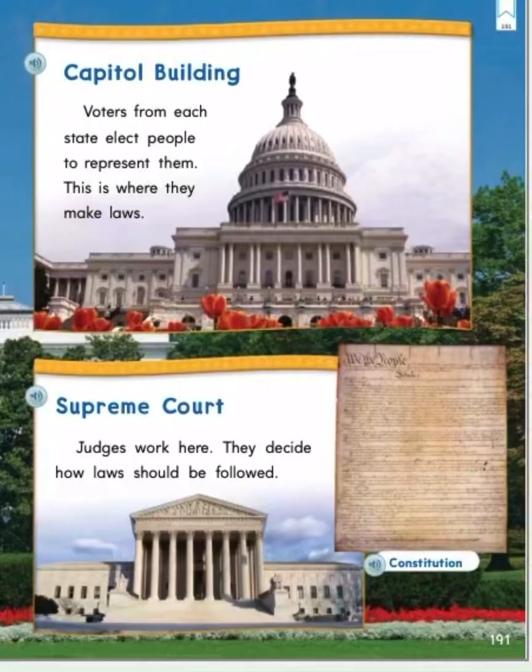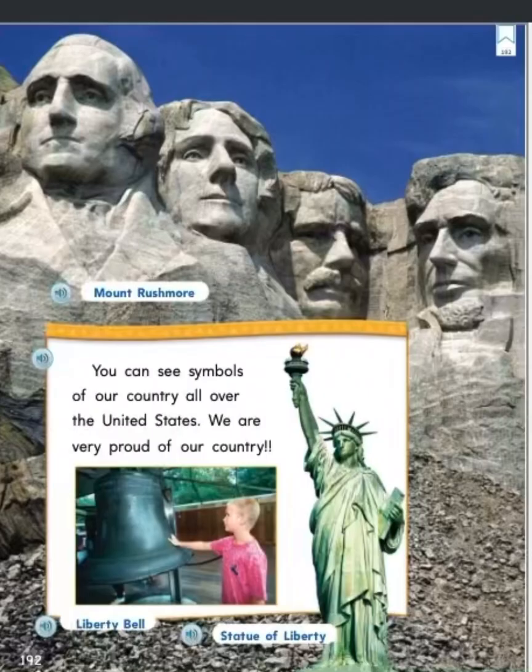Capitol Building. Voters from each state elect people to represent them. This is where they make laws. Supreme Court. Judges work here. They decide how laws should be followed. Constitution. Mount Rushmore. You can see symbols of our country all over the United States. We are very proud of our country. Liberty Bell. Statue of Liberty.